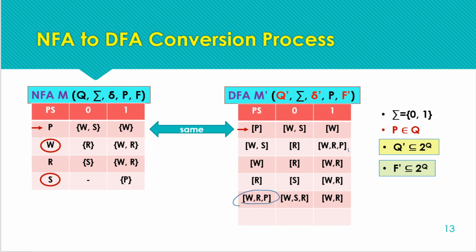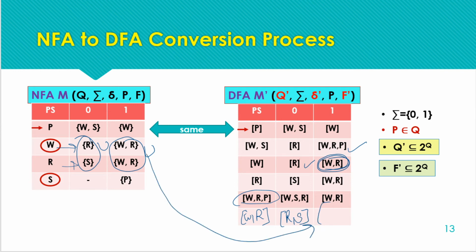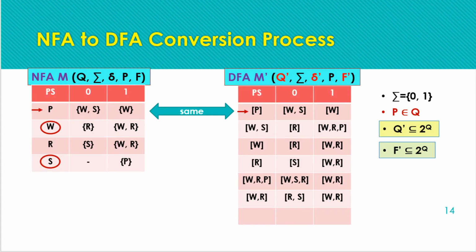Now after WRP, R we have already covered, so the new state to be considered is WR. Finding the transition for this state WR, we take the union of these sets for input symbol 0 and the union of these sets for input symbol 1. So here we are getting R and S for input symbol 0, and for 1 we can directly write WR, because we are getting the same set on both the states for the transition of input symbol 1. Okay, so this is the resulting transition table.